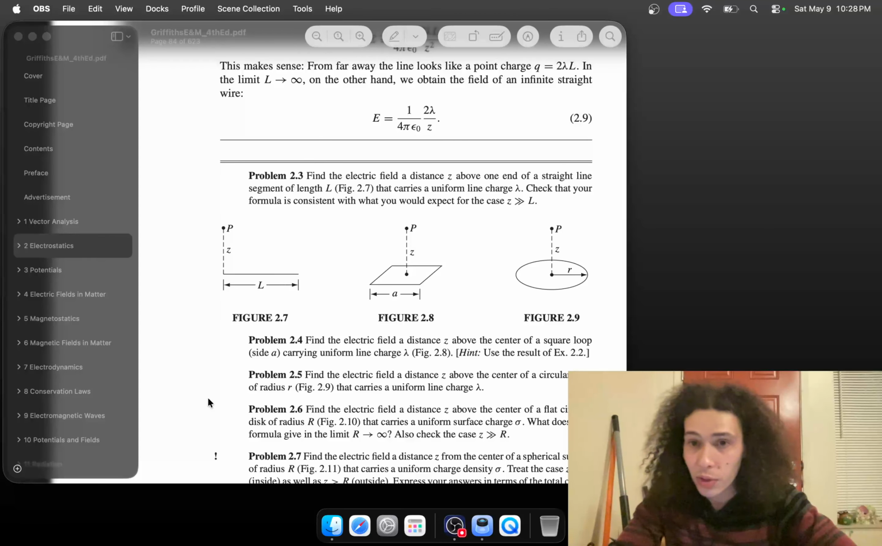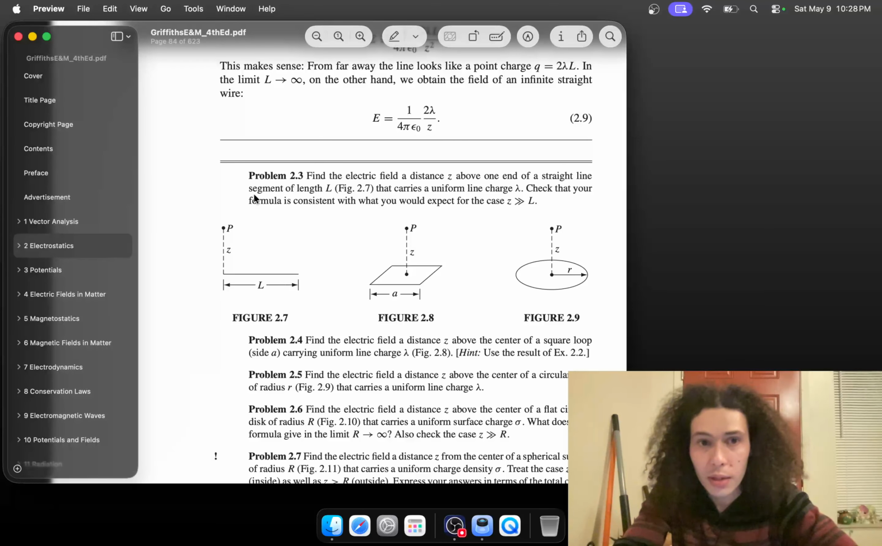In this little video, we're going to go over problem 2.3 of Griffiths E&M. So this problem here, where you're given some kind of charged rod with some length L, and you want to see what's the electric field here at the point perpendicular to the edge of this rod.